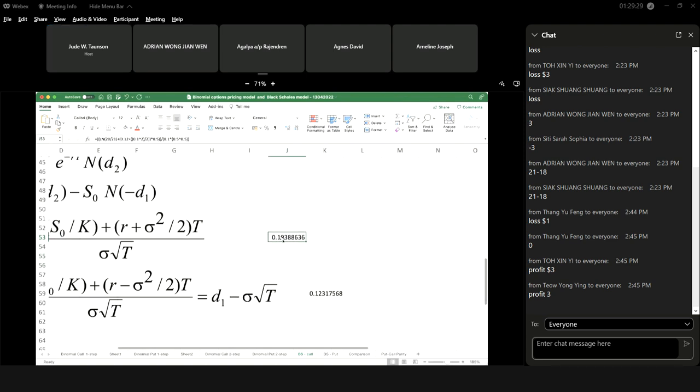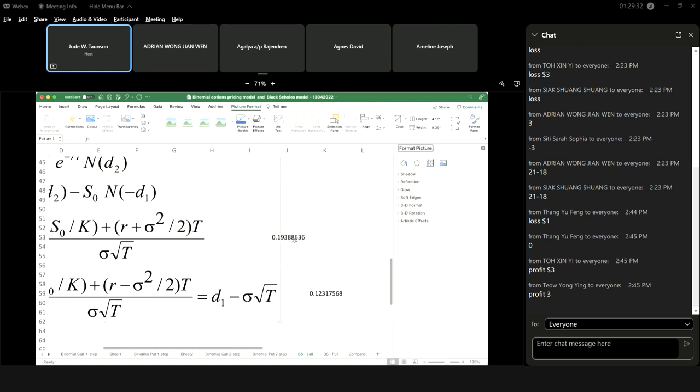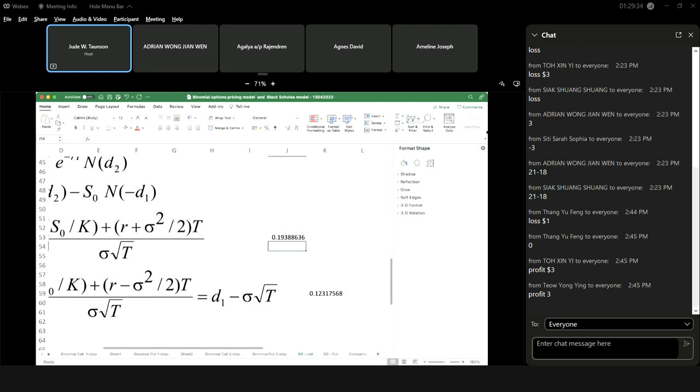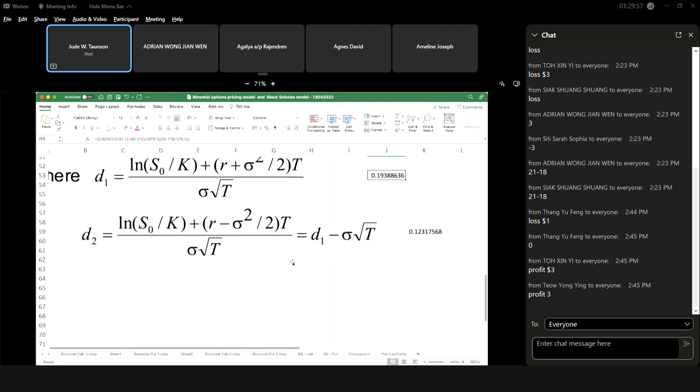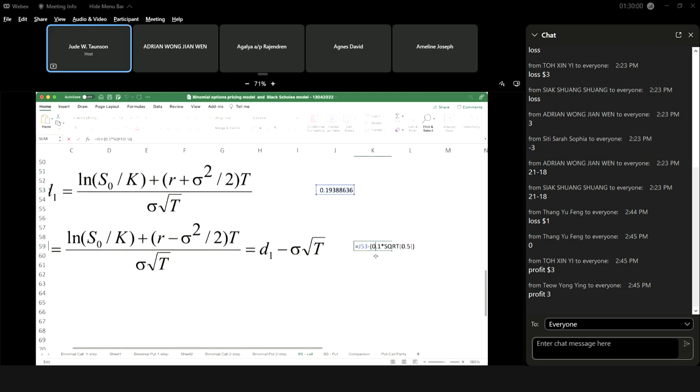Okay, this is the formula, so you can check to save time. Check the answer. This is the correct one. To save time, this is the formula. Log. Okay, I think I have to put one bracket. Yeah, I think it's the bracket problem. Okay, so this is the correct one, right? So D2 is very straightforward. Okay, this one minus the square root of 0.5.